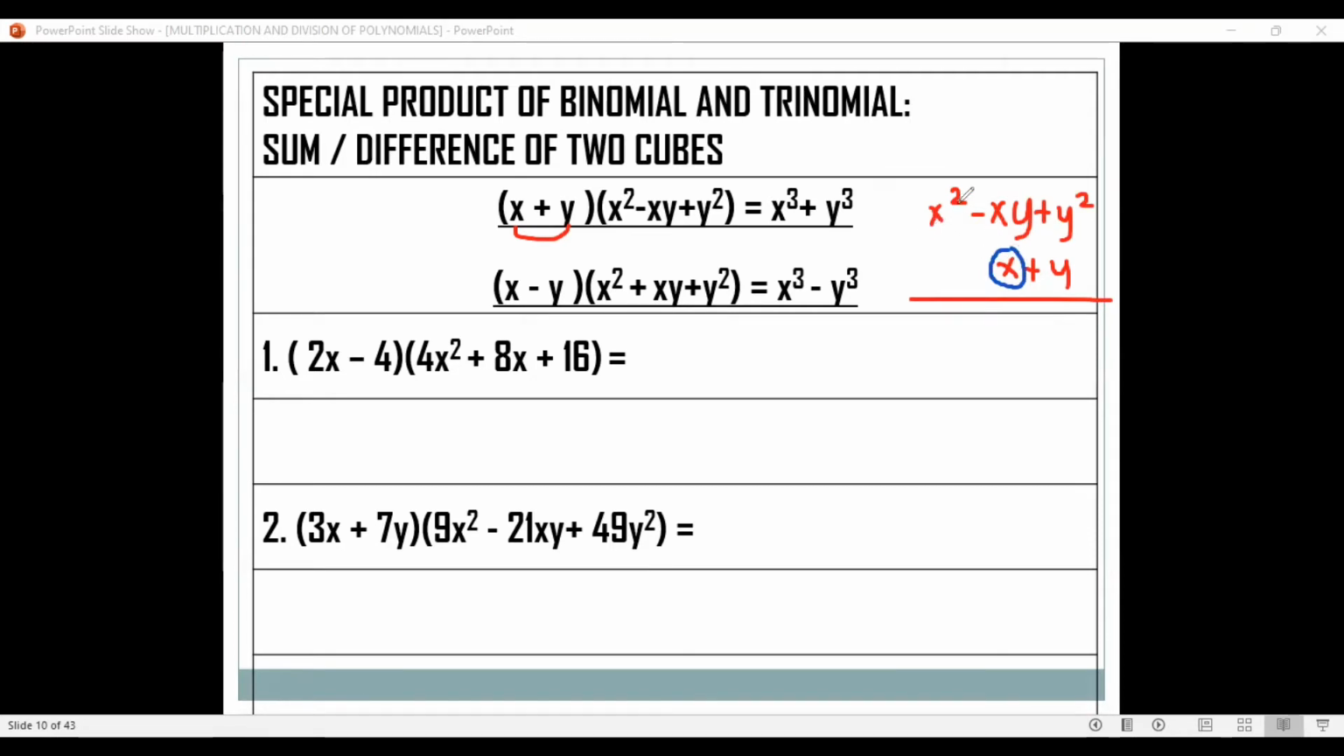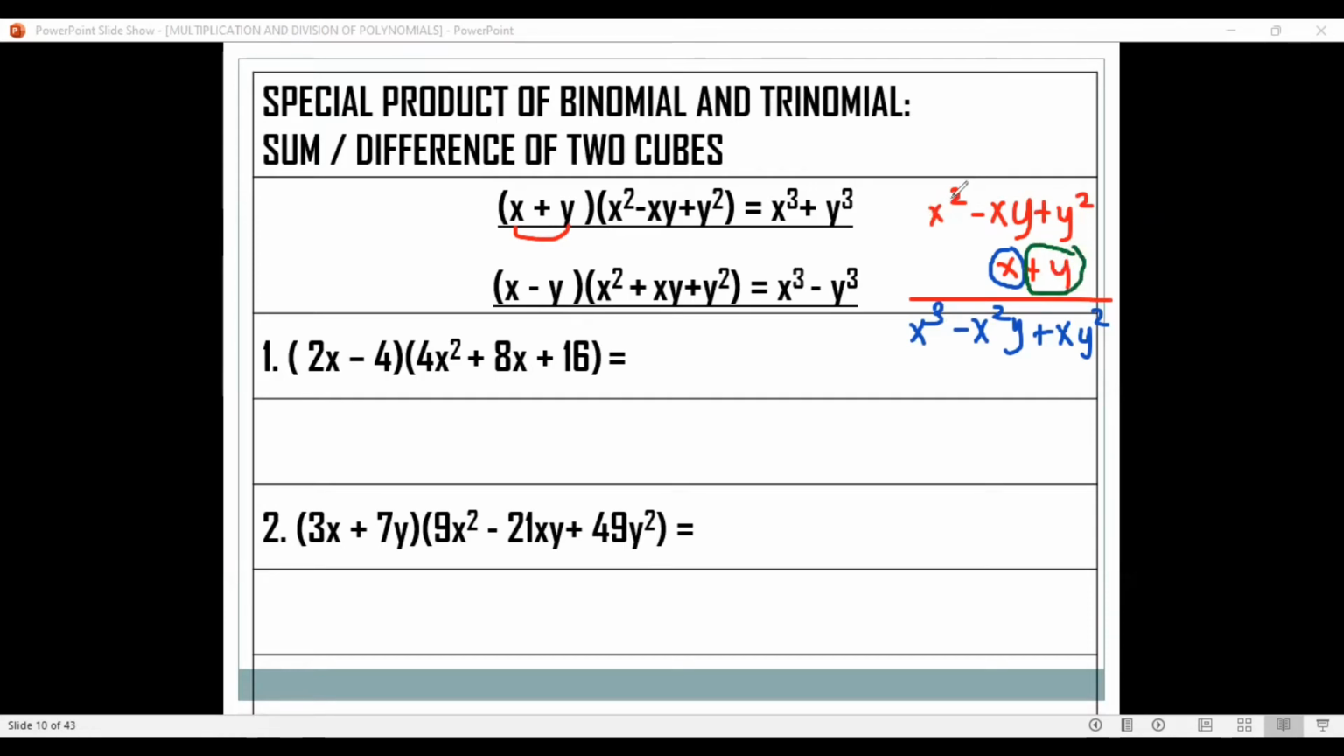So x multiplied by x squared, you will be getting x raised to the third power. And then multiplying x with the negative xy, that will result in negative x squared y. And we have x with y squared, then you have a positive xy squared. Now, next thing is we are going to distribute y. This time, we have a positive y being distributed to your dividend. So y multiplied by x squared is x squared y.